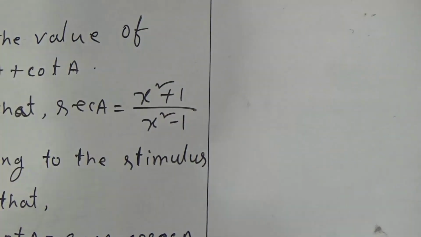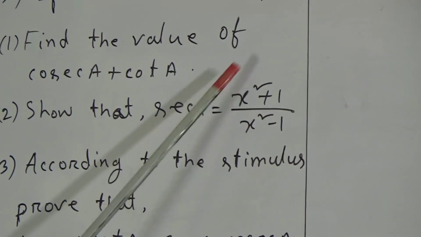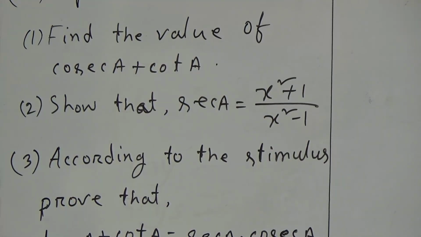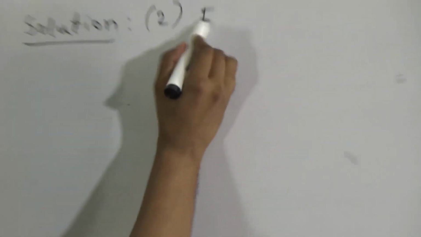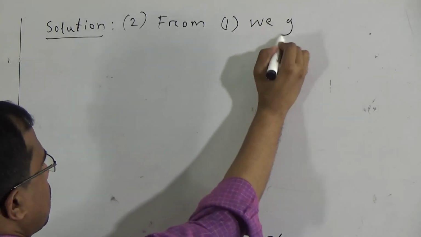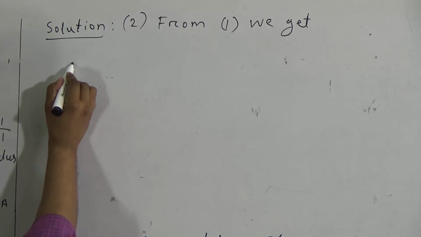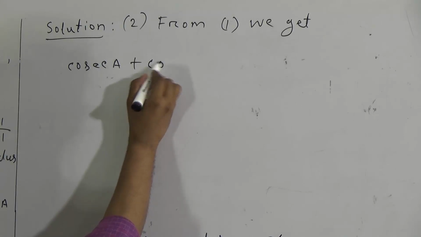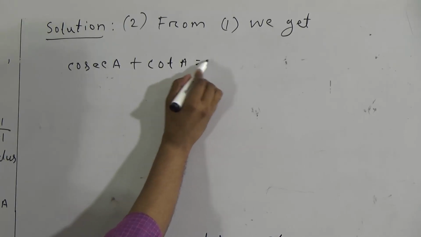Here two number question. In two number question we have to show that sec A equal to x square plus 1 divided by x square minus 1. We can find out the value of sec A from this. That means we will take help from one number math. From 1 we get, it is the solution of two number. Here at first we write from 1 we get cosec A plus cot A. Cosec A plus cot A equal to x.